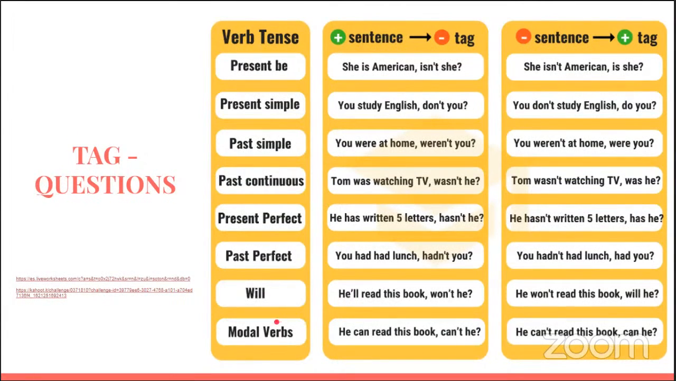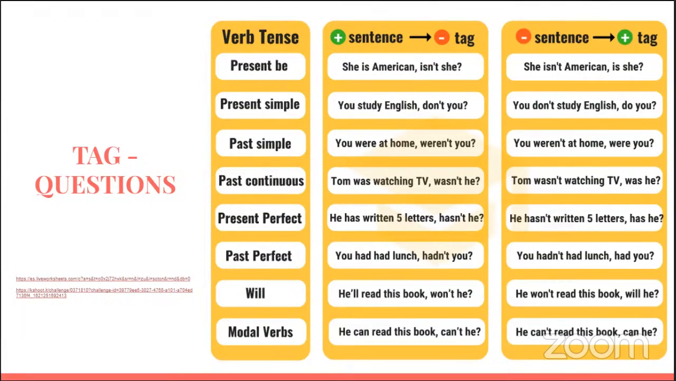And here we can also use the modal verbs to write tag questions. Here we have two examples with the modal verb can. He can read this book, can't he? He can't read this book, can he? Perfect. So remember, tag questions are basically like asking two times in the same question. And you can apply the tag questions to all the grammar tenses, and this is important.